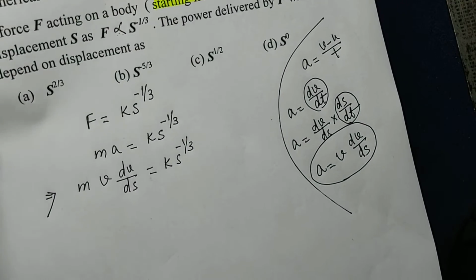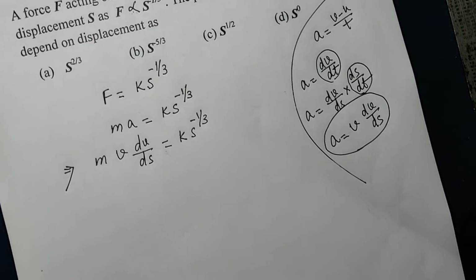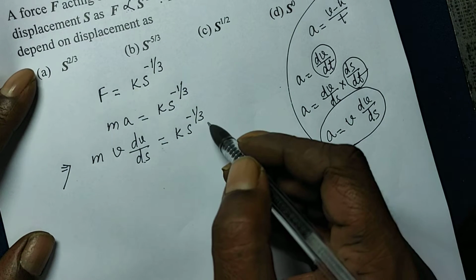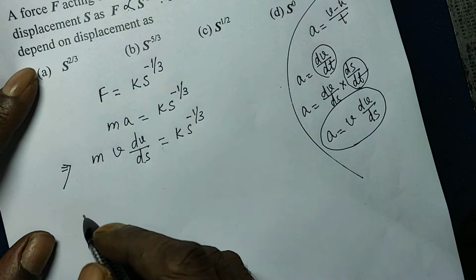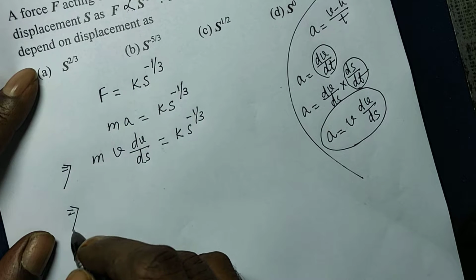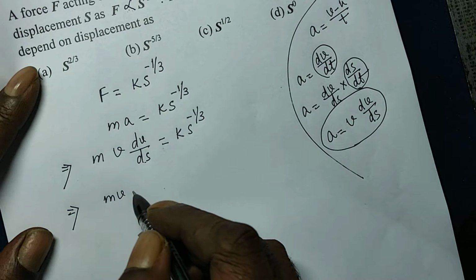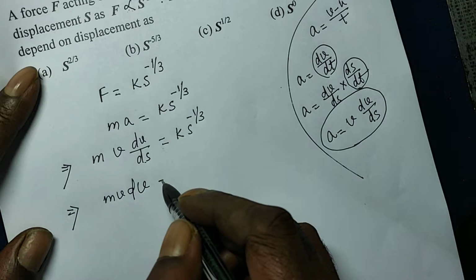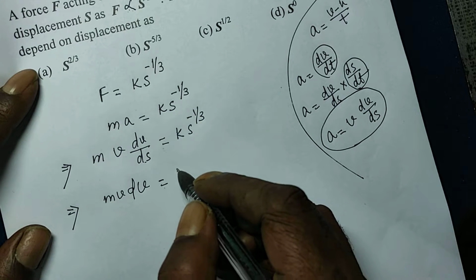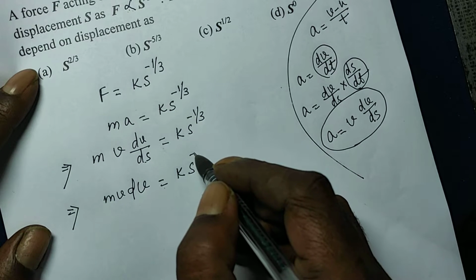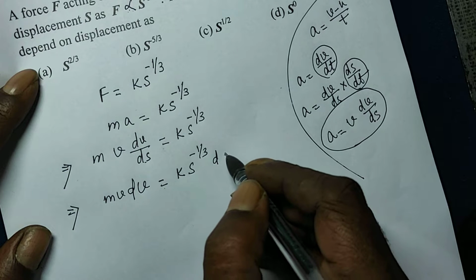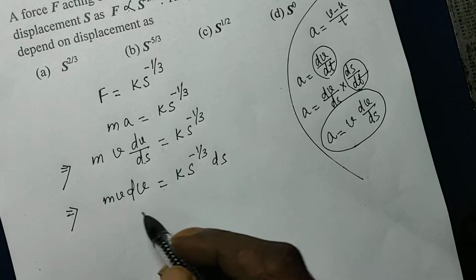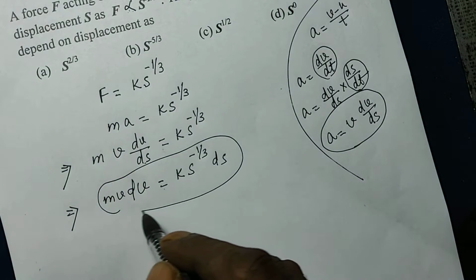Why did I do so? For now, take this ds to the right hand side. So on the left hand side we are left with m v dv. Means now this becomes integrable. ds comes to this side, so you have k s to the power minus 1 by 3 ds. So now it becomes convenient to integrate. So let me put it in a box like this.